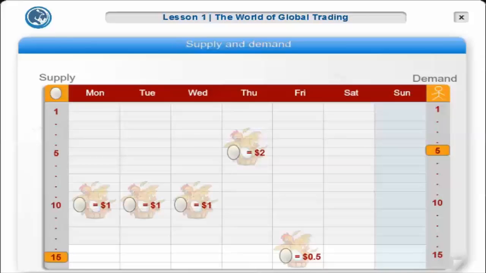Demand is also subject to change. For example, if one day the chickens lay their usual 10 eggs, but fewer customers come to buy them, the seller may find himself left at the end of the day with unsold eggs, requiring him to lower their price. In other words, the supply remains the same, but the demand decreases, so the value of the egg also decreases.